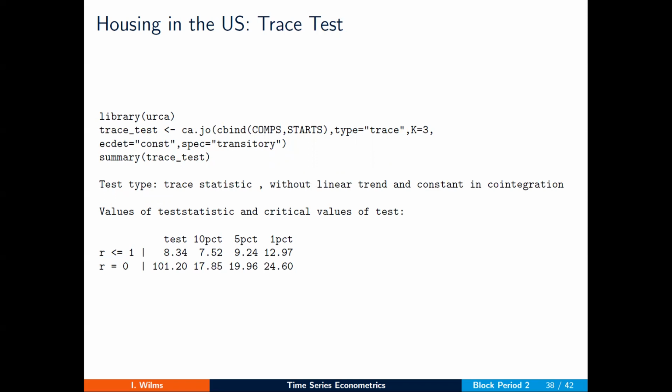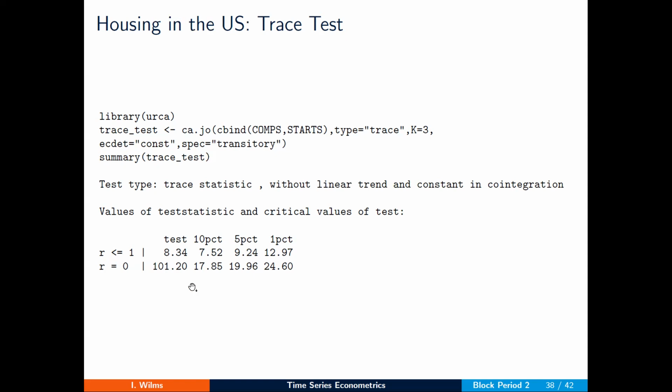Note that this function does not work for values of K smaller than 2. So in case your VARselect would have set the order to a value less than 2, you would still need to put K equal to 2 over here. And this argument over here simply means that we will include a constant term in our co-integration relation, and the transitory specification corresponds to the VECM representation from the lecture slides.